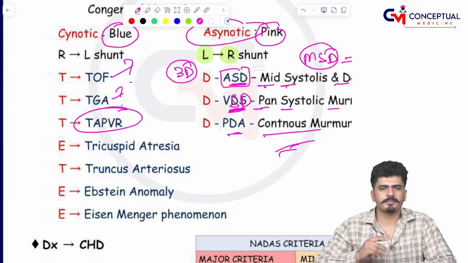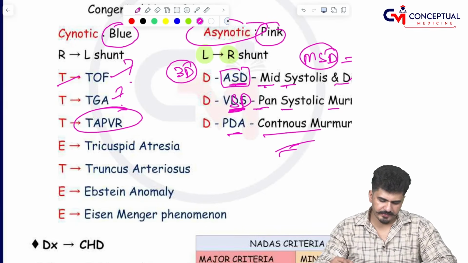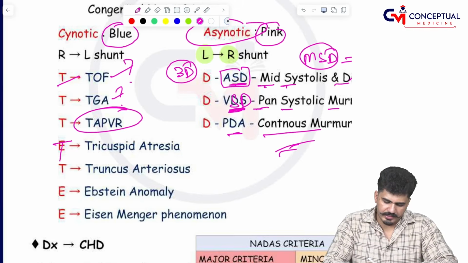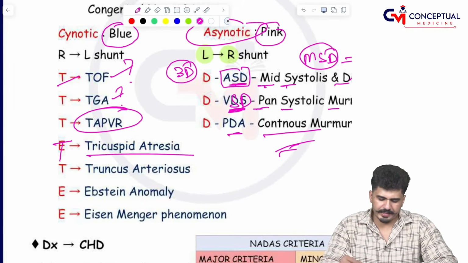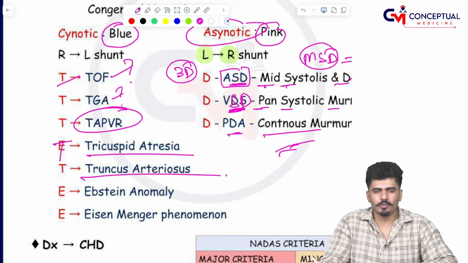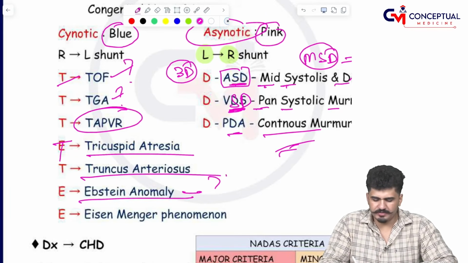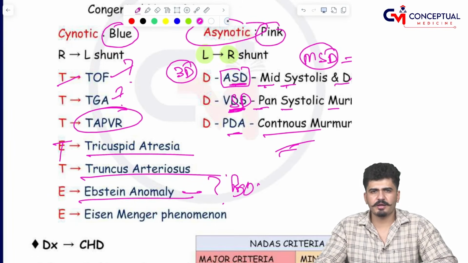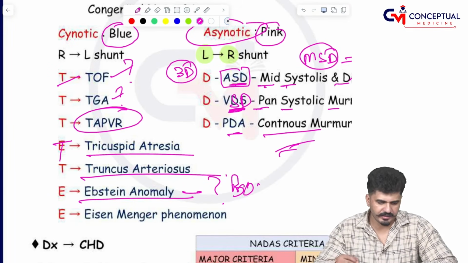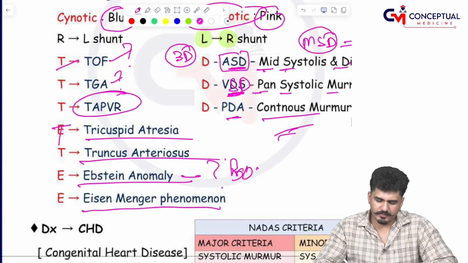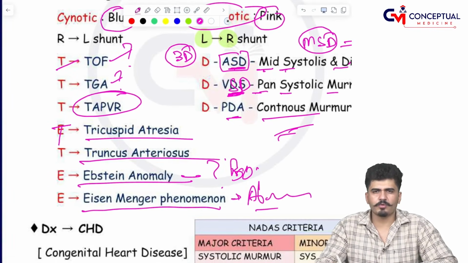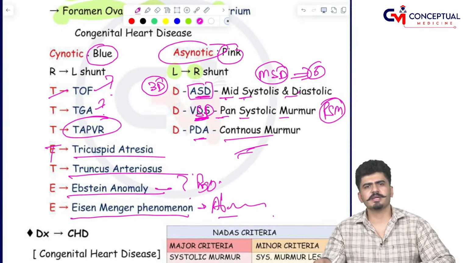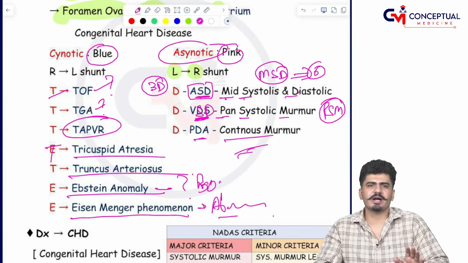Then TAPVR, tetralogy of Fallot, TGA, then tricuspid atresia and truncus arteriosus. Then 2 E's are there. Epstein anomaly. Which appearance are you going to see in Epstein anomaly, sir? Box shape, abnormal enlargement of the ventricle, left more than right. Then Eisenmenger phenomenon is abnormal blood flow. So these are the cyanotic and acyanotic heart diseases.